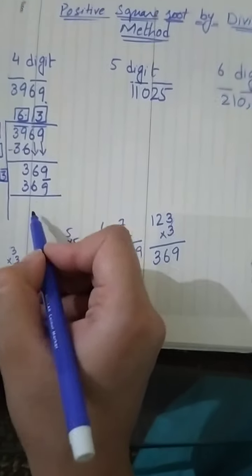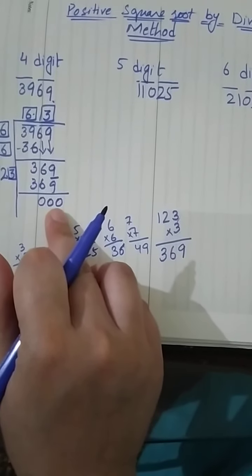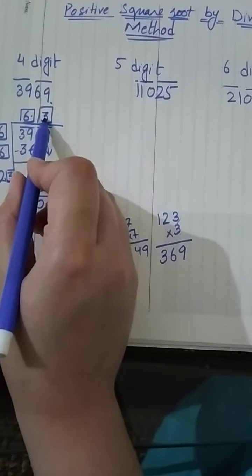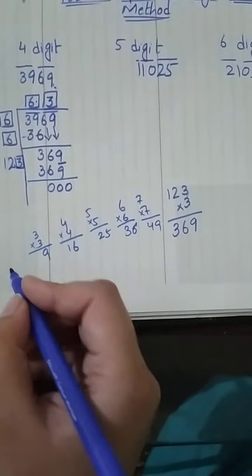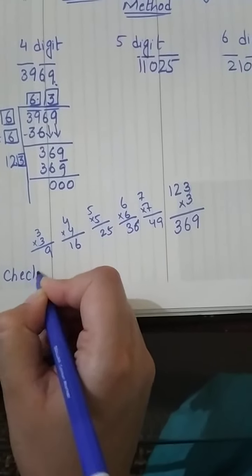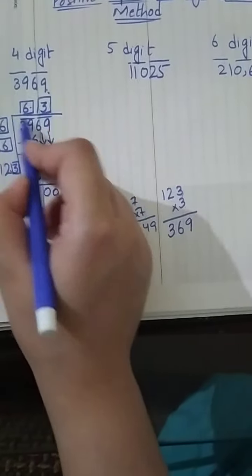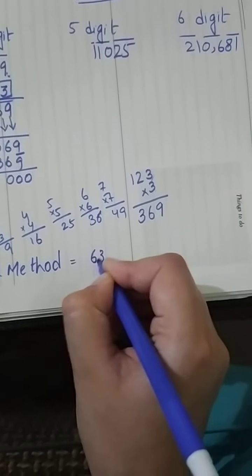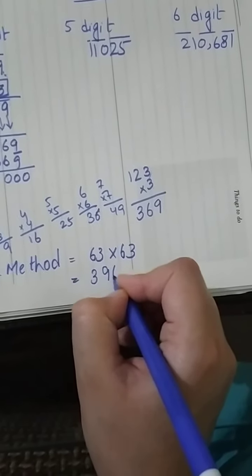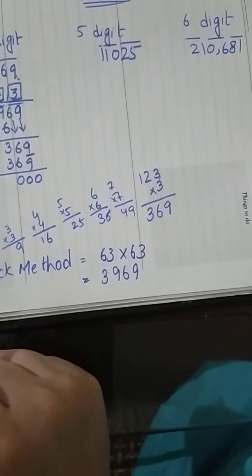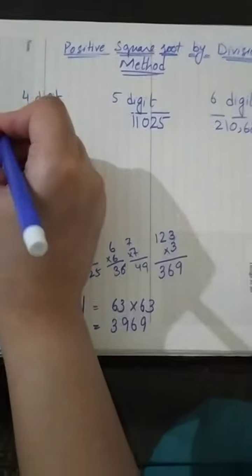By subtracting, you solve the question till the remainder becomes 0. Now the remainder is 0. So 63 is the square root of 3969. If you want to check whether your answer is right or wrong, the check method is to multiply the quotient by itself. If the answer is the question value, then you have solved the question right, otherwise you have made a mistake while solving. So this is part number 1.